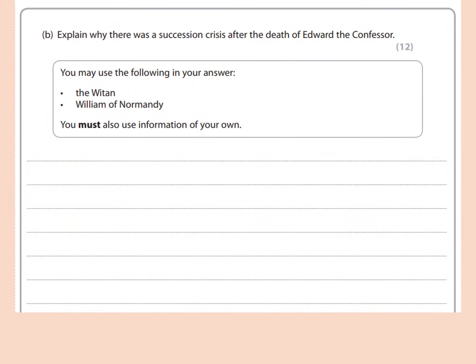This is how it would look on the page. Notice that you've got lines underneath to write your answer. We'll come back to that in a moment. You'll have a lot more lines than that. Don't worry about that. There'll be plenty of space.